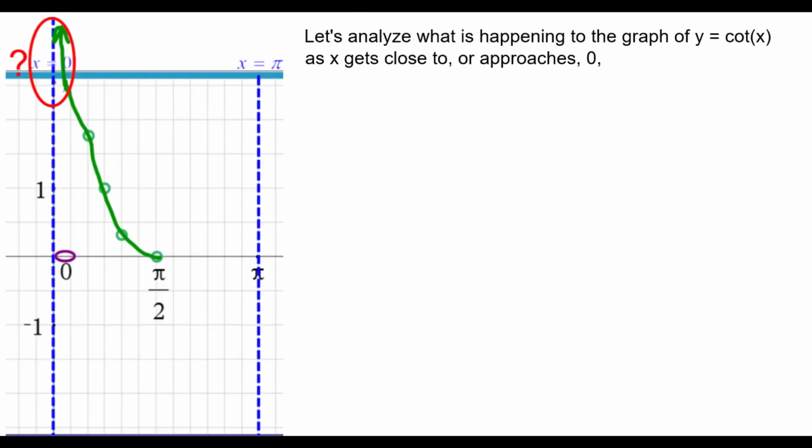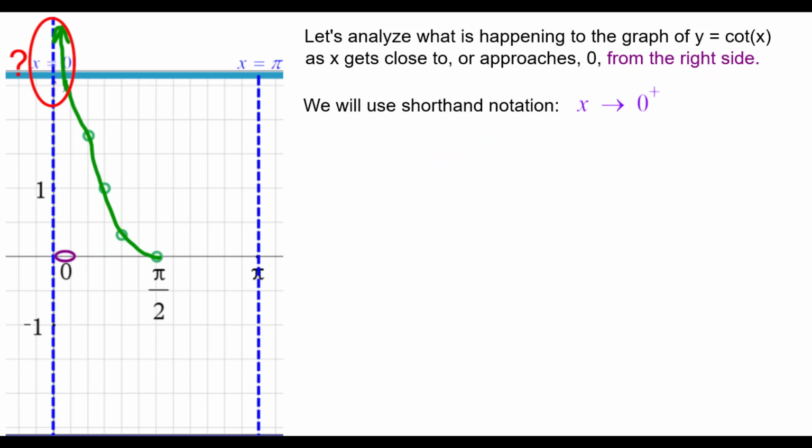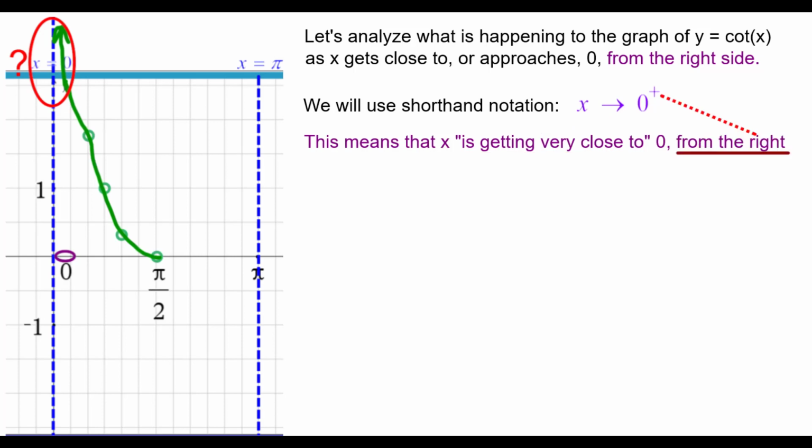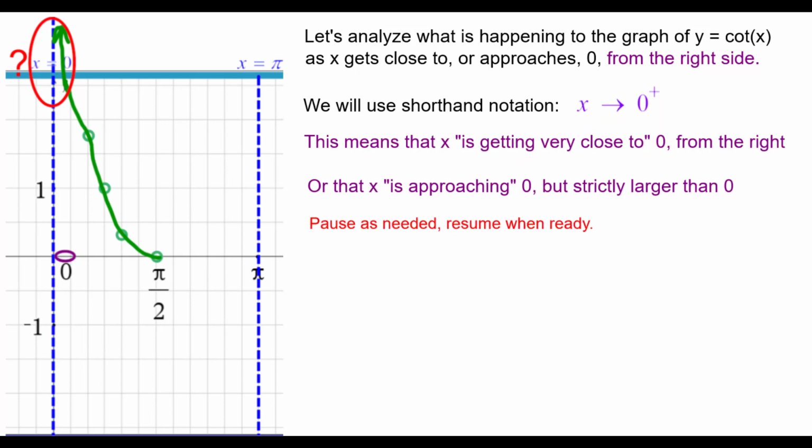Let's analyze what's happening to the graph of y equals cotangent of x as x is close to 0, or approaches 0. From the right side, because we could also approach from the left side, but we're going to look from the right side. Our shorthand notation is x arrow 0 with a plus sign in the exponent. This means that x is getting very close to 0 from the right side, or that x is approaching 0 but strictly larger than 0. Pause as needed.